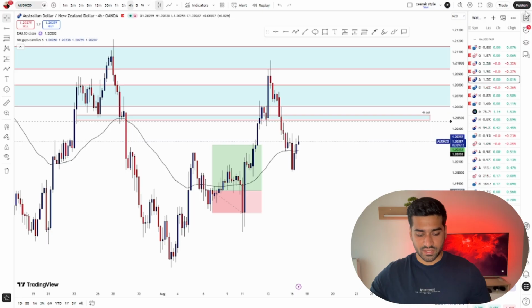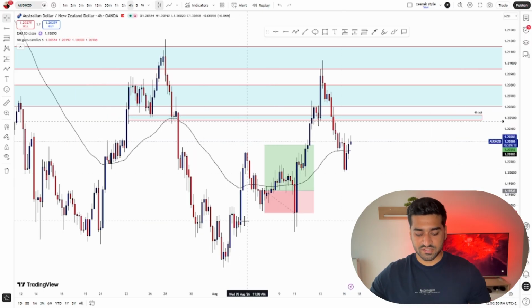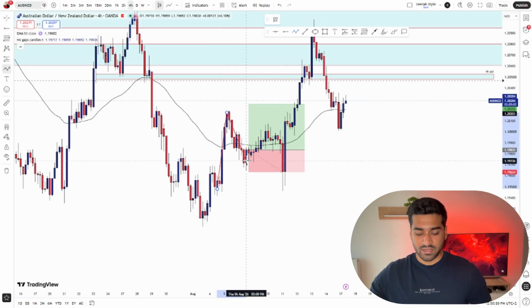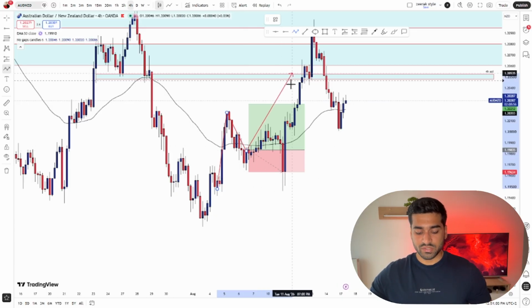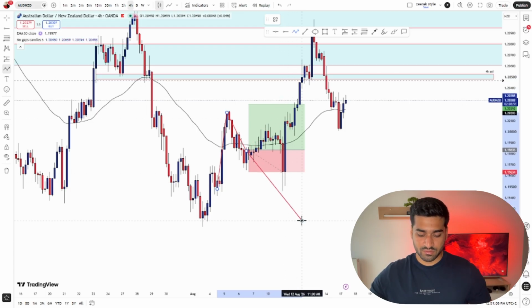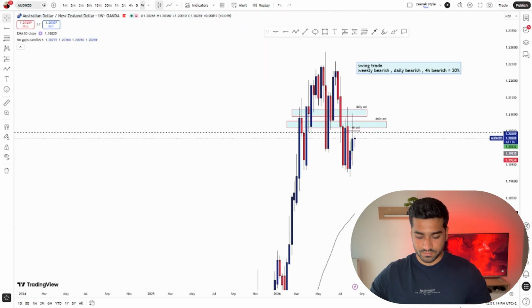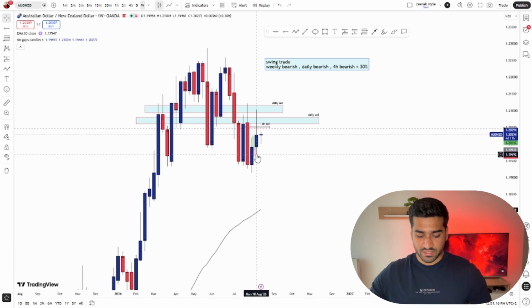The next one is AUD NZD. So last week I took this trade, and as you guys can see, I entered here in the 4 hour engulfing, but I got picked out here. So this trade was a losing trade, but you can see that it went to my take profit. So yeah, this week I will look at this pair because the weekly is currently bearish. So this is the lower low, this is the lower high, and I will look for shorts.